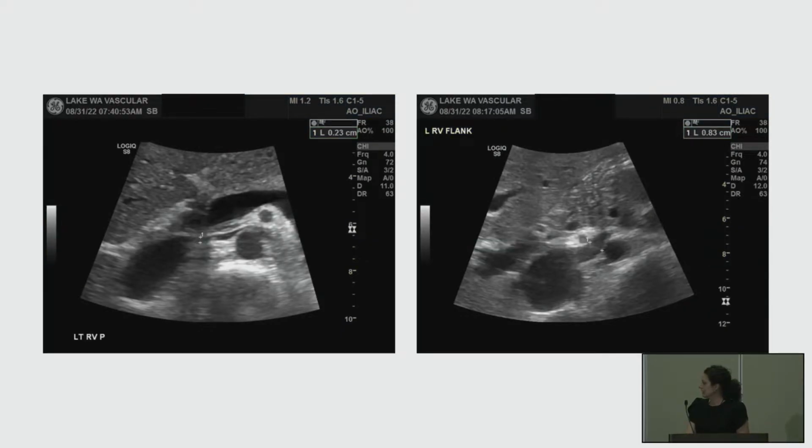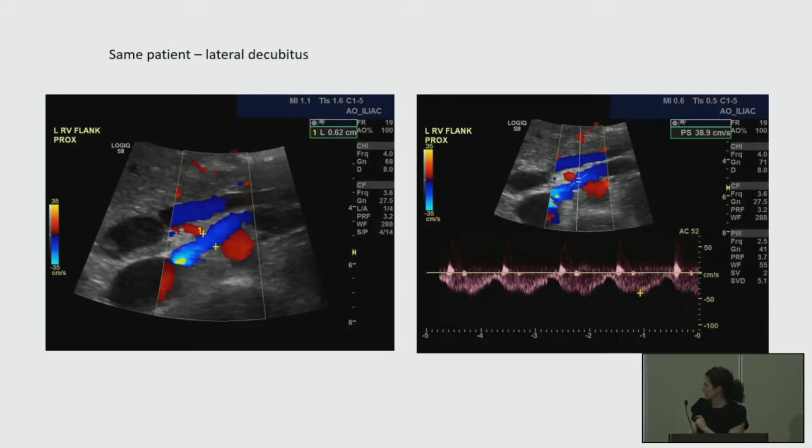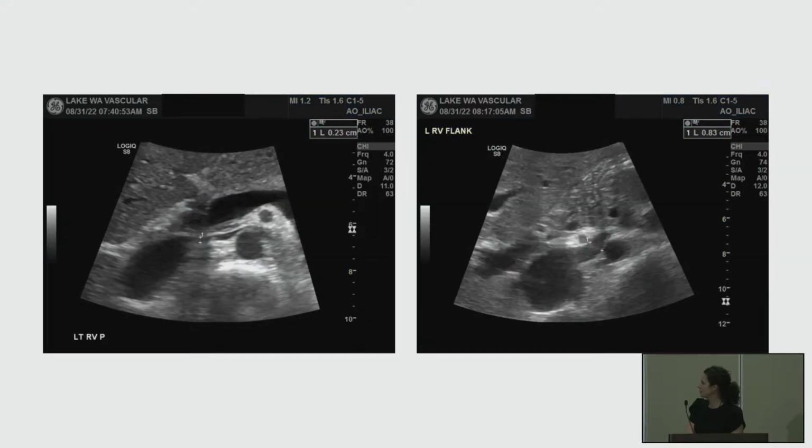So you can see here, prior, that was the velocity, and that's a diameter change from lateral decubitus. And then this is the same patient. You have a 2.3 diameter in B mode in the supine position, and in lateral decubitus, what is that? 8.3, right? That's huge.